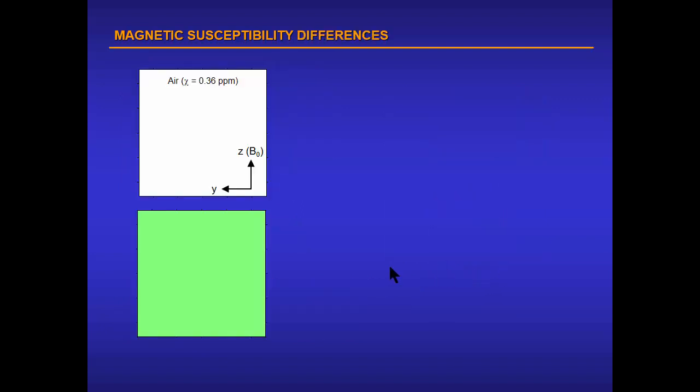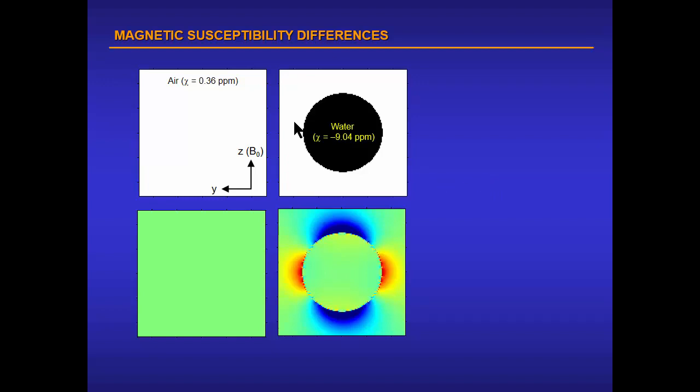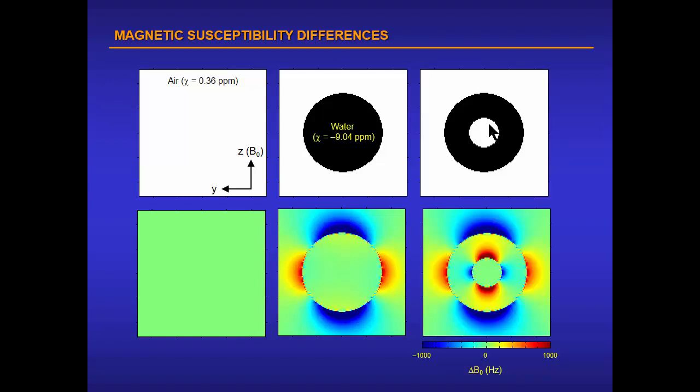Now, we can also show that in a different way. Let's say that we generate a magnetic field in air. Then it will be perfectly homogeneous. If we then put in a sphere with water, which is slightly diamagnetic, then that disturbs the magnetic field outside the sphere. The geometry, being a sphere, keeps the field inside the sphere homogeneous. But if you now place a little ball of air inside this water sphere, then you can see the magnetic field inside the sphere is disturbed as well.